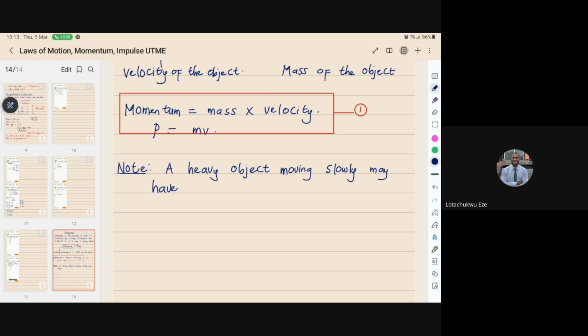They have the same momentum as a light object moving fast.